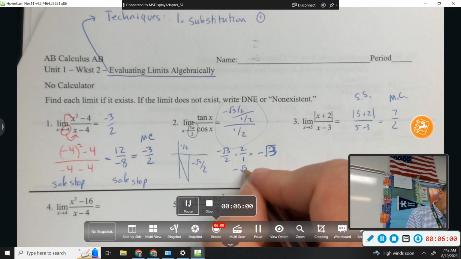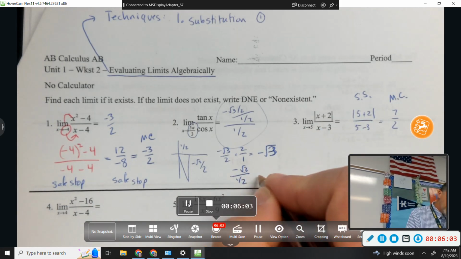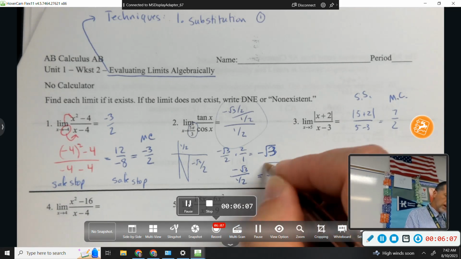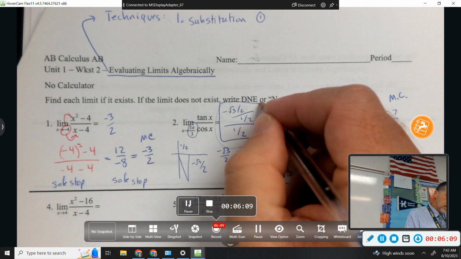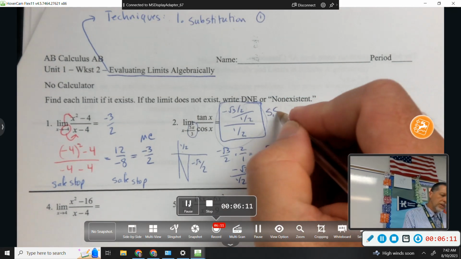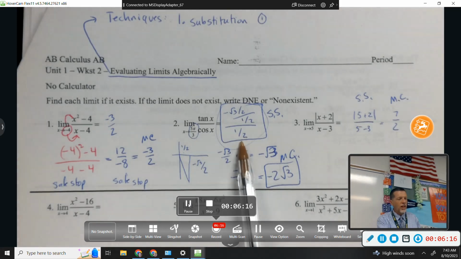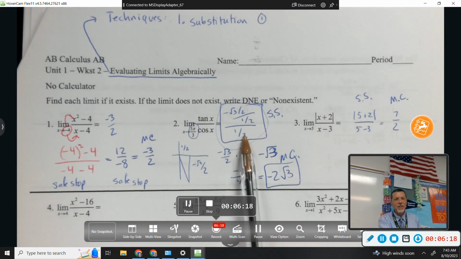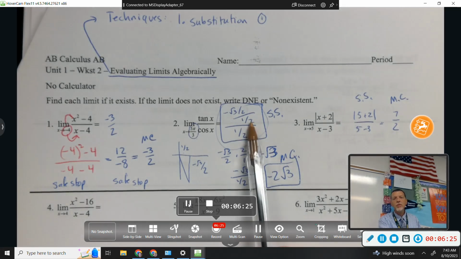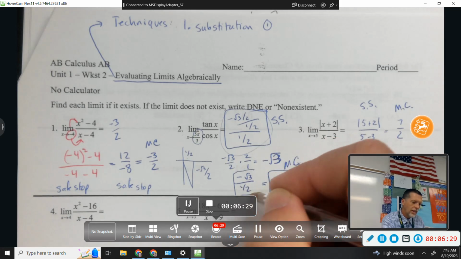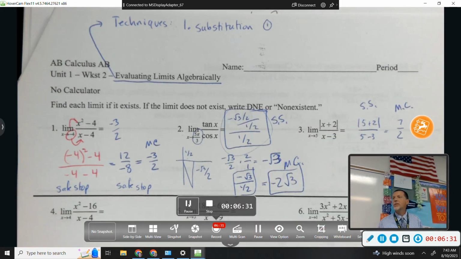So negative root 3 over 1/2. And then I would keep, change, flip that, and get negative 2 root 3. So either of those are acceptable answers. Again, the difference being safe stop. If it's a free response question, leave it like that. If it's multiple choice, it's going to look like this. I say leave it like that. Some of you might have tangents memorized, and so you would leave it like this, and that would be okay too.